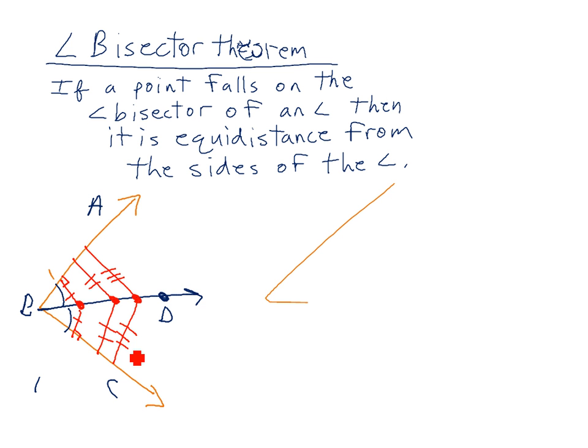It's the angle bisector theorem. And again, I'm not sure if this book has it, yeah, it's theorems 5.4 and 5.5. I just found it, I didn't see it before. But any point that falls on that angle bisector is the same distance from one side of the angle as it is to the other side of the angle.